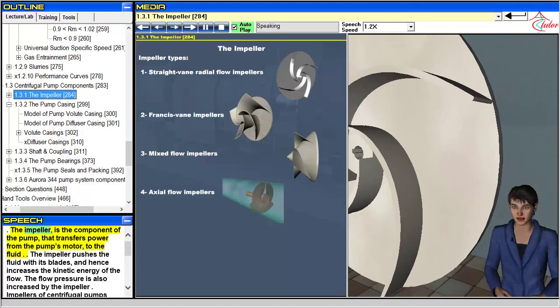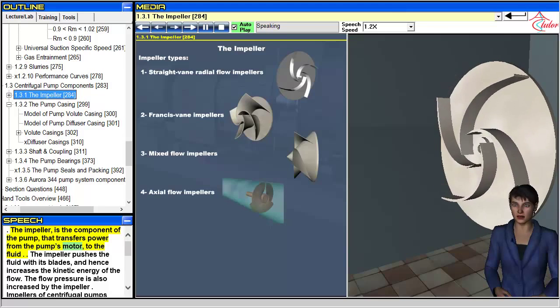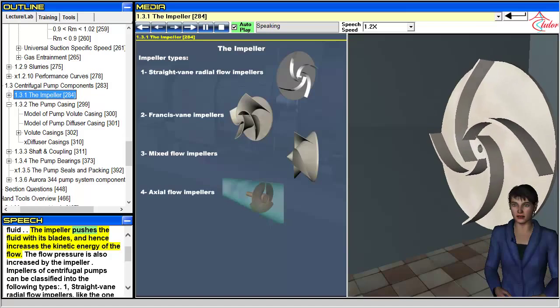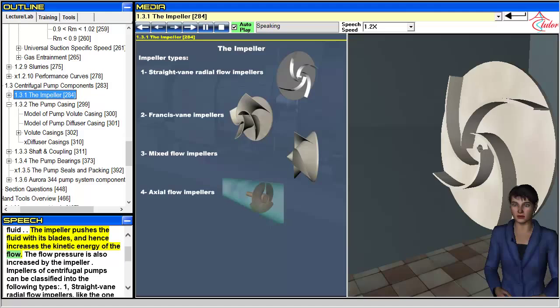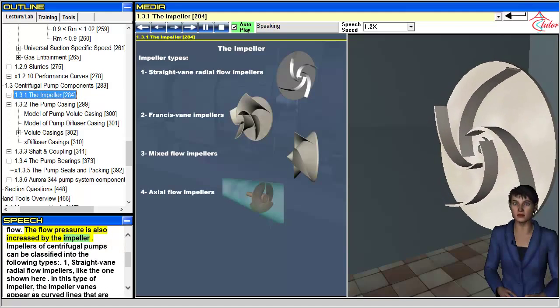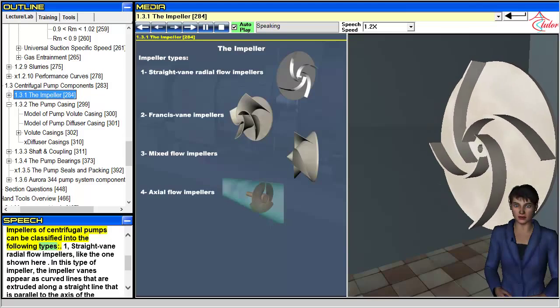The impeller is the component of the pump that transfers power from the pump's motor to the fluid. The impeller pushes the fluid with its blades, and hence increases the kinetic energy of the flow. The flow pressure is also increased by the impeller. Impellers of centrifugal pumps can be classified into the following types.